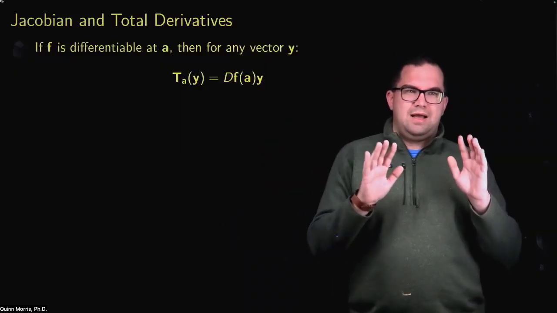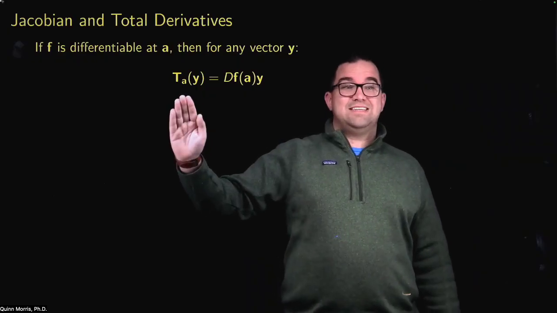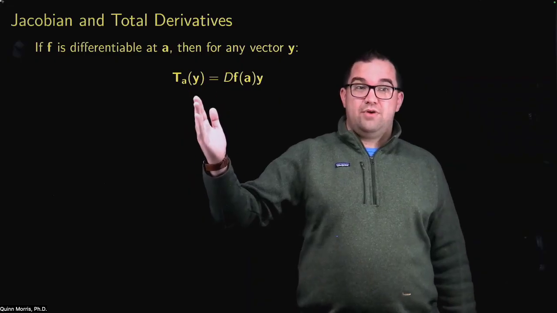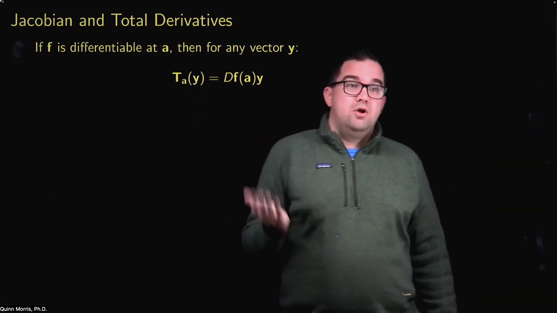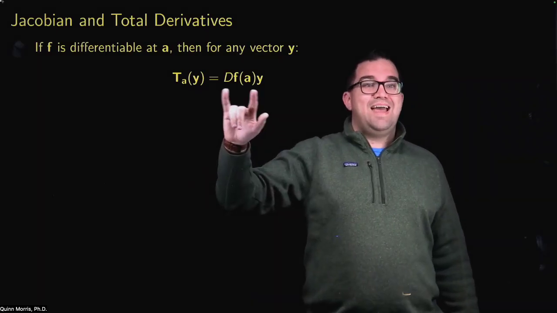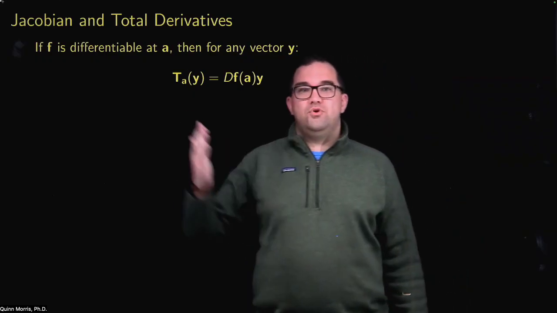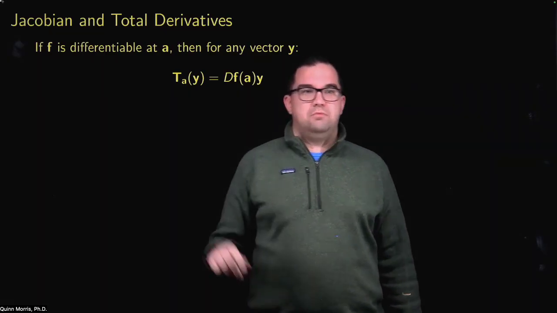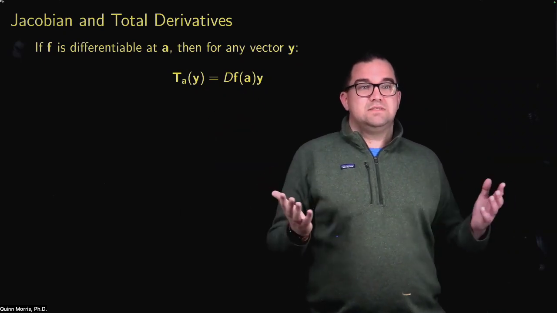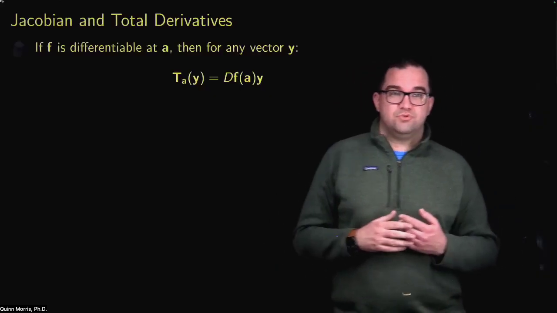So I want us to be a little careful that the total derivative is a linear transformation, because it's, in this case, a linear transformation from Rn to Rm. We can write down a matrix which gives us that linear transformation, and that matrix is precisely the Jacobian matrix. So if you know your vector field is differentiable, then this total derivative really is just the matrix of partial derivatives. It's the Jacobian matrix.